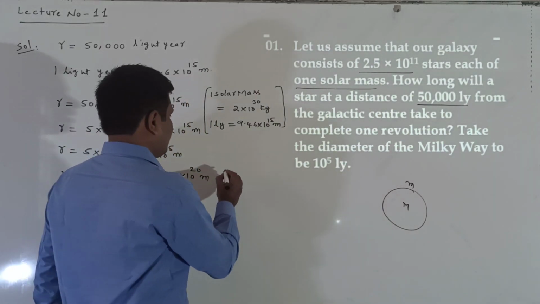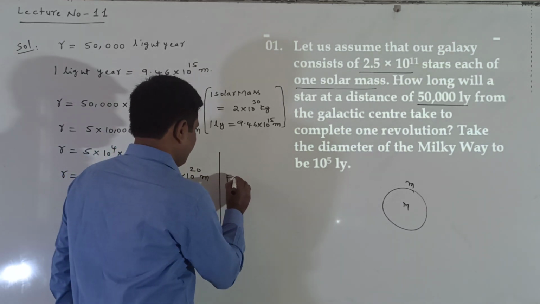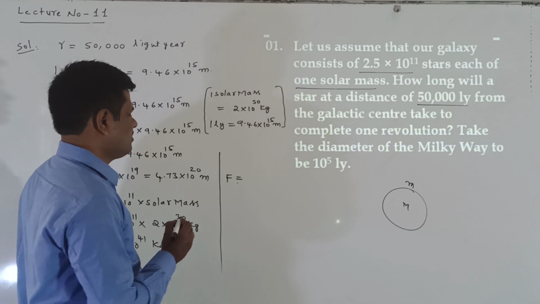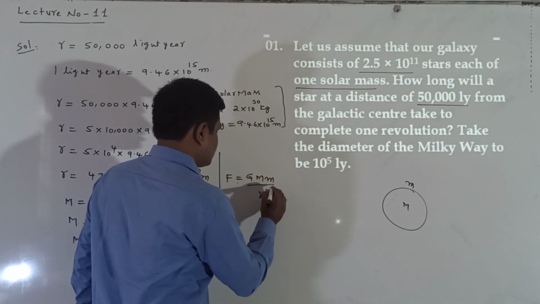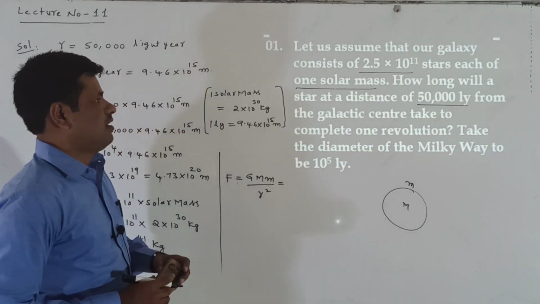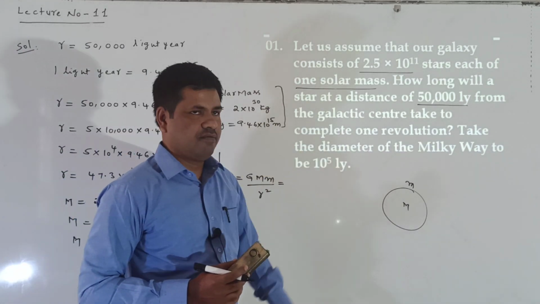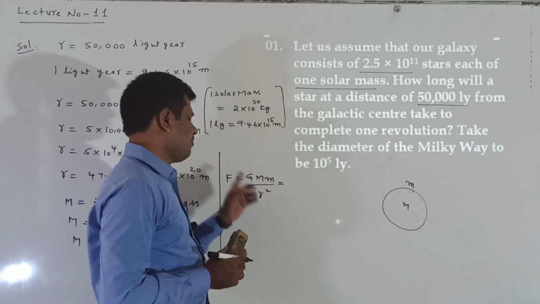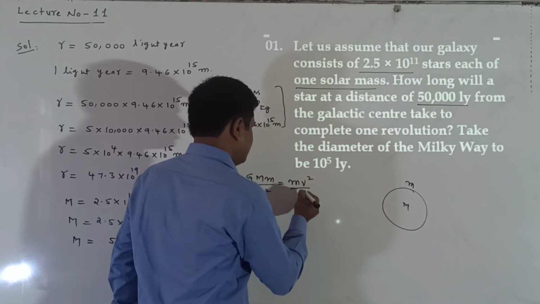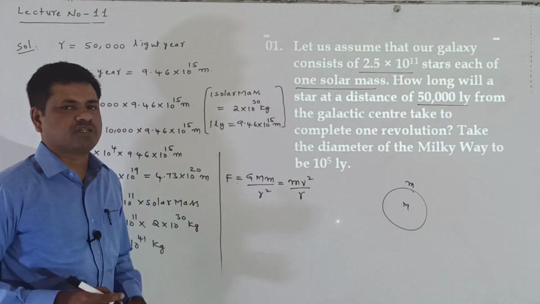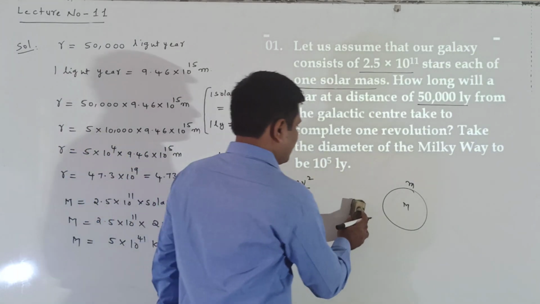We know that formula, I am writing it here: F is equal to G capital M into small m by r square, where r is the distance between the galaxy and the star. Now GMm by r square is equal to mv square by r. This is the centripetal force expression. Now we are writing the equation here.